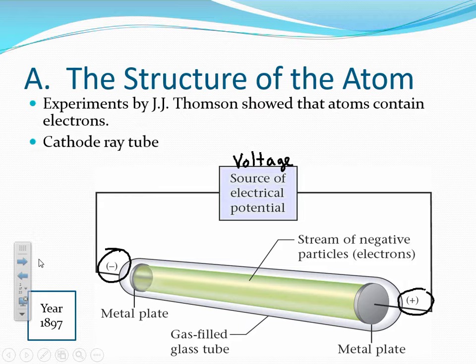He had some gas in this glass tube, and he was able to see that he had this stream of negatively charged particles. And this charged particle was called a cathode ray. They didn't know what they were, but that was the term that they used, a cathode ray.